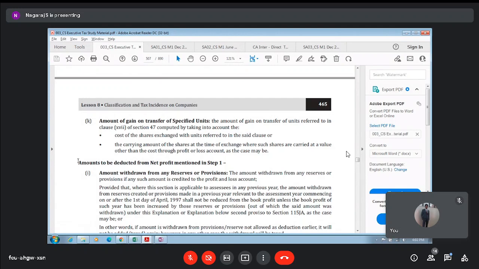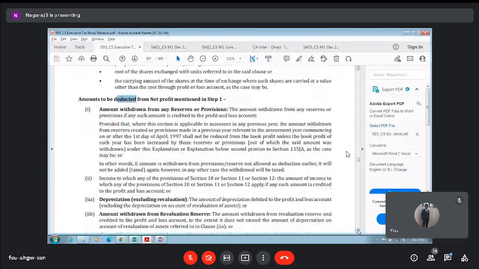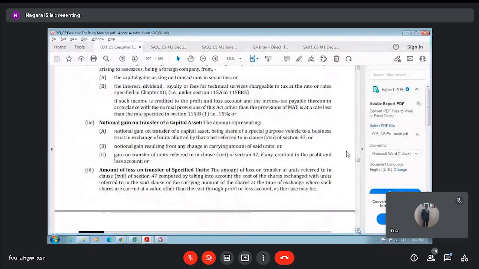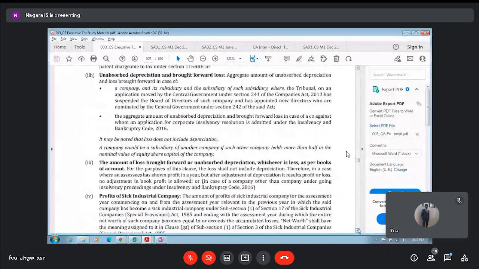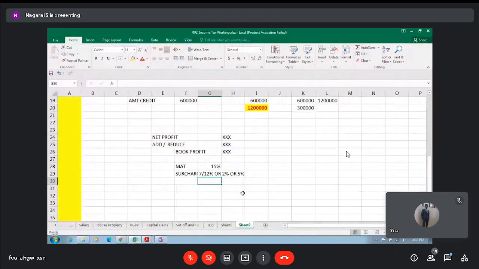Second, amounts to be deducted. After adding, you need to deduct a few items also if they have been credited in the P&L. What are those? They have given 1, 2, 2A, 2B, 2C, like that. They have given the other few items, around 14 to 15 items. Okay. Whatever is there, please take this one. I will tell you one thing in this.